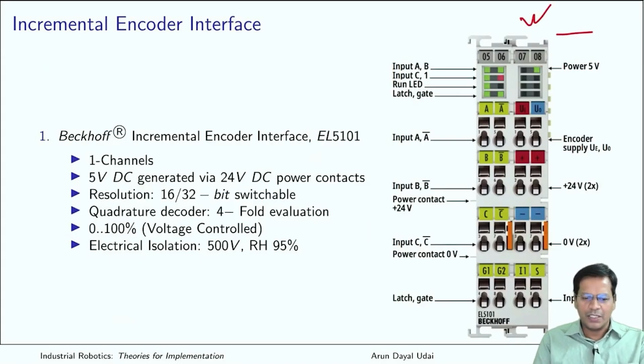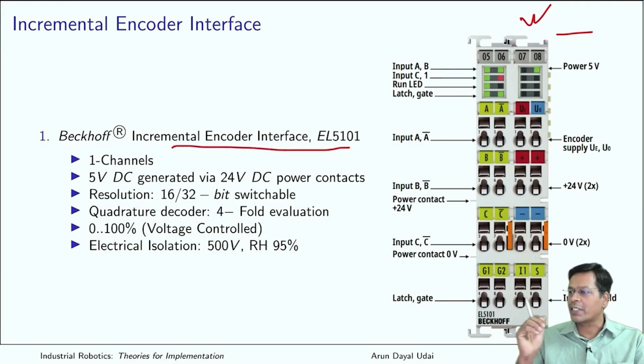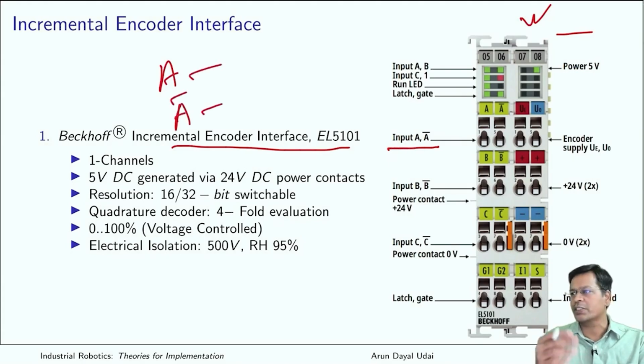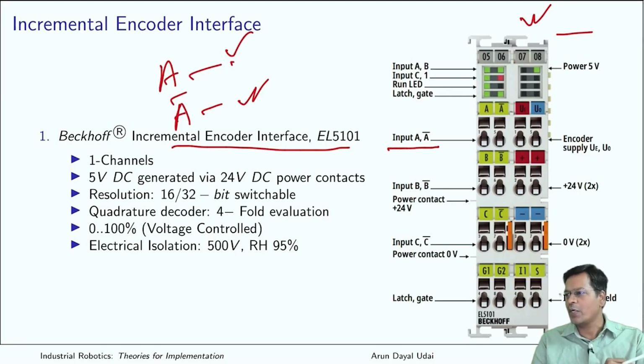So this is one of them. It is a Beckhoff incremental encoder interface, EL5101. It can interface one such encoder, like an optical encoder, with phase A and phase A bar. In industry you have phase A, and you also have the A bar phase available. That is to increase the reliability. If one of them fails, you can always have the other as a standby. Not just as a standby.